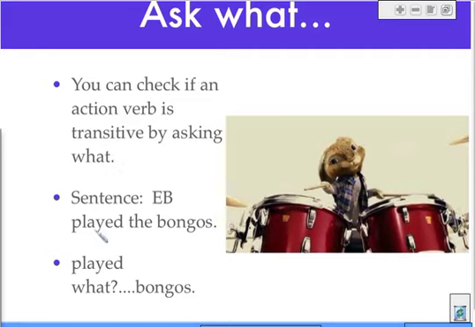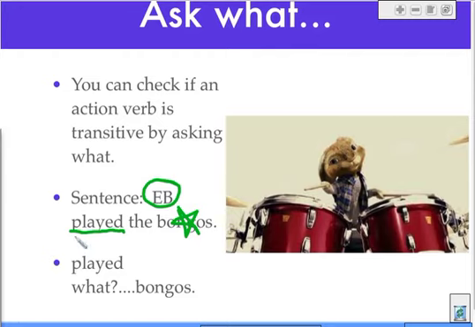Here's a sentence. EB played the bongos. If you didn't know, EB stands for Easter Bunny. But what's the verb here? Well, that would be played. Now, you get to ask your question: played what? Well, guys, we have it right here. The bongos. Now, here's the thing. You look at the word bongos, is that a person or a thing? Is that a noun? Yes, it is. Well, because you could answer that question, played what, that means the bongos received the action. That means that's the direct object, because it received the action of the verb. So yes, that would be, you guessed it, transitive. So played what? Bongos.